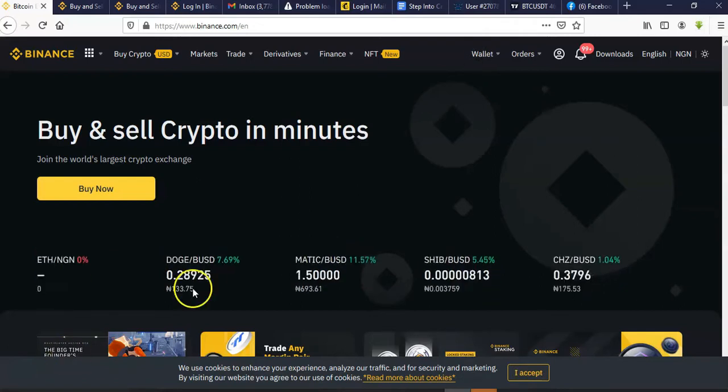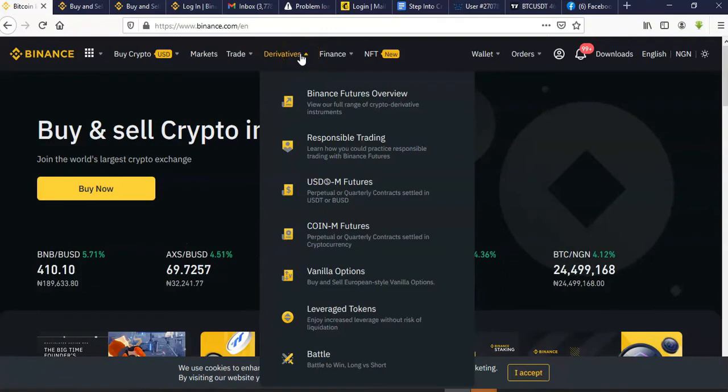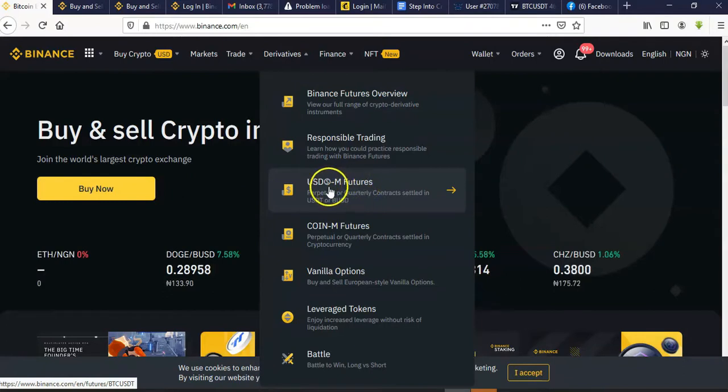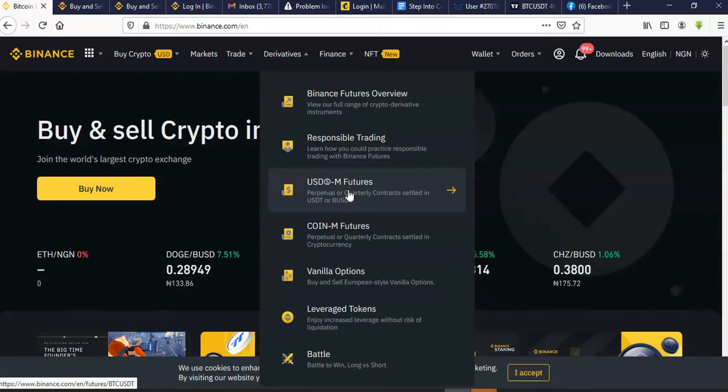Okay, so first you have to open your Binance app and then you go over to derivatives. Alright, and you will see two features here. Here is the USD futures and here is the coin futures. Okay, so we're going to stick with the USD or BUSD futures, because this one is the kind of contract that is done with a stable coin.